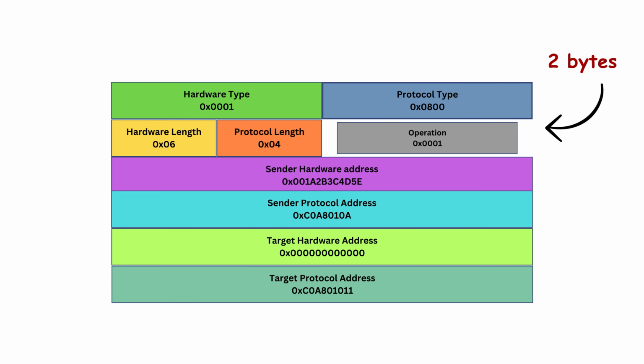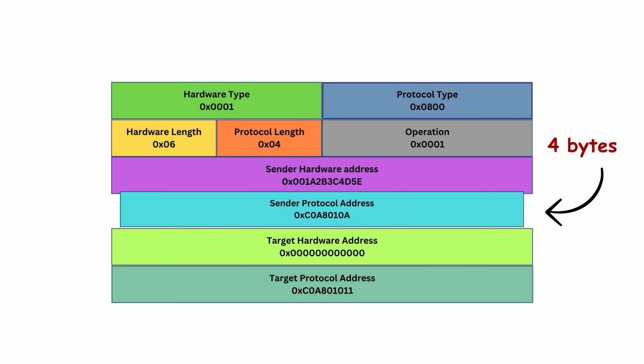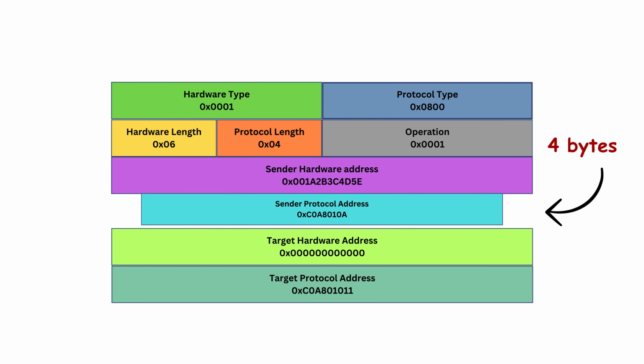Operation. Here, we've got a 1, meaning this message is an ARP request. It's asking for a MAC address. Sender hardware address. This is the MAC address of the device making the request. Sender protocol address. The IP address of the sender. Basically, "Hey, I'm asking for your MAC, and here's my IP."